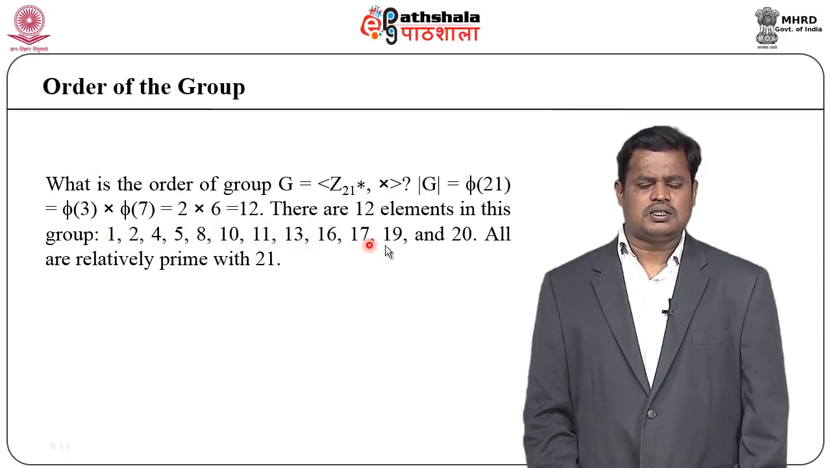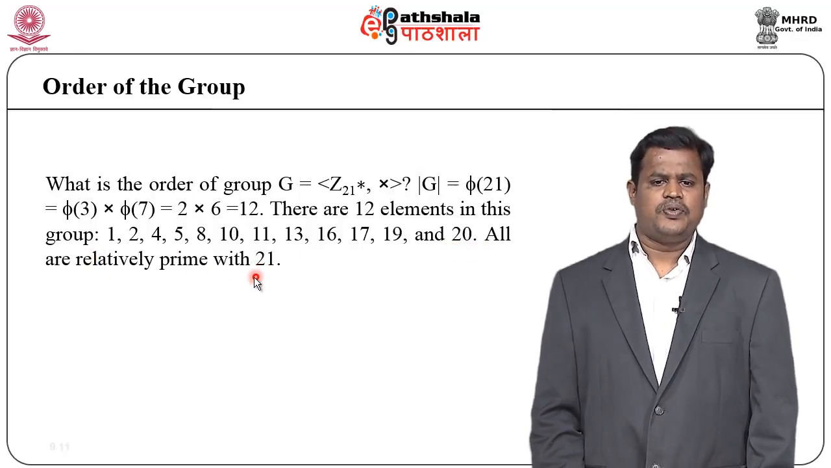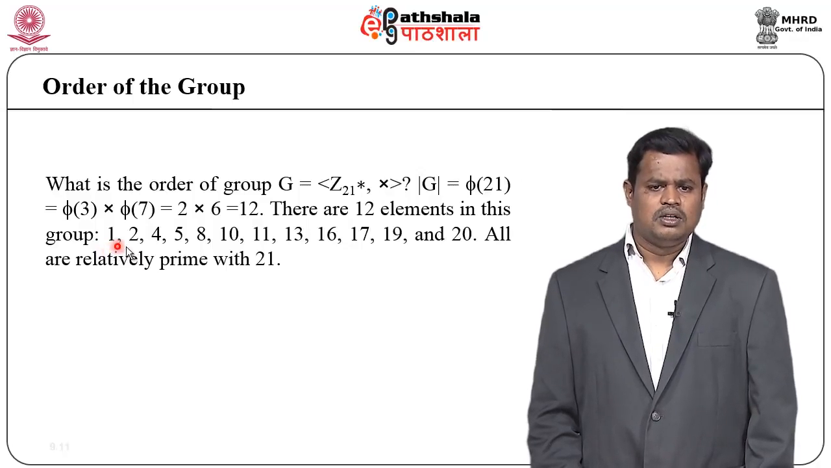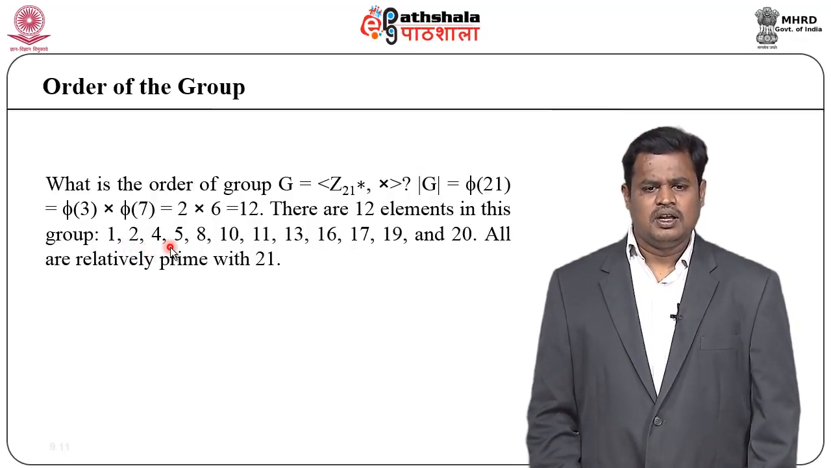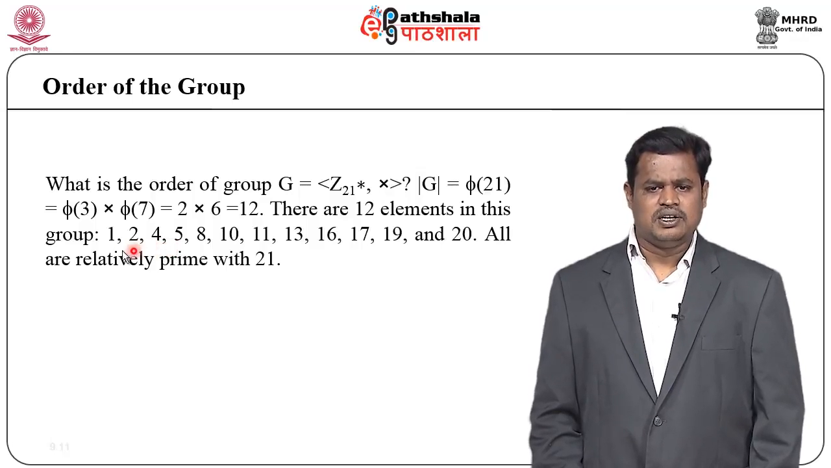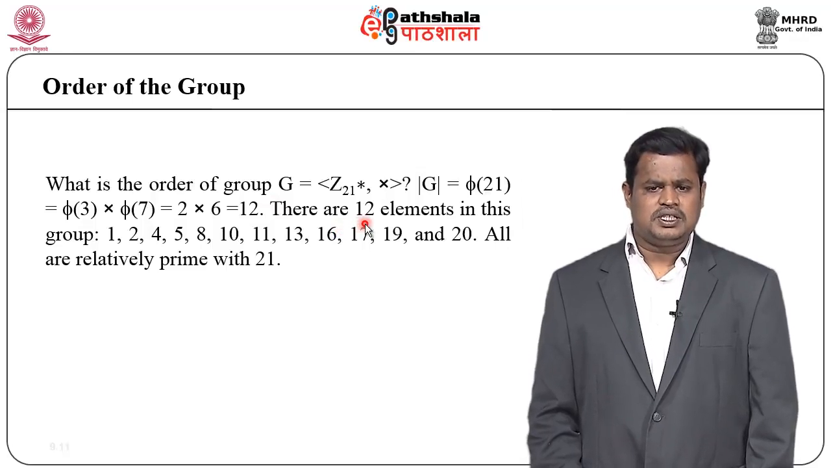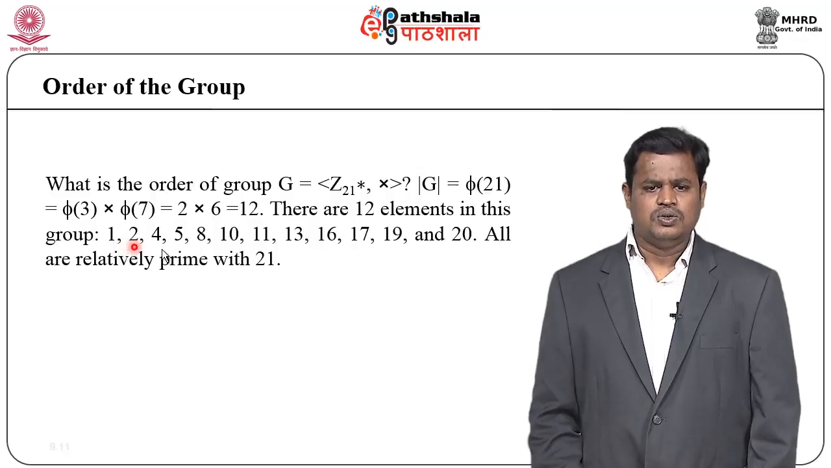and we want to find out all the elements of this particular group, and all of these are relatively prime with 21. So, if you do GCD of 1 comma 21, it is 1; GCD of 2 comma 21, it is 1; 4 comma 21, 1; 5 comma 21, the GCD of 5 comma 21 is 1. So, we can understand here the order of the group is 12, and the elements which are there in the particular group are 12: 1, 2, 4, 5.